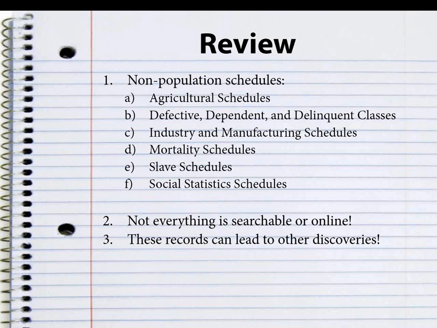The two things that I want you to take away from this class is that not everything is searchable and it's not all online. You have to make sure that you're looking at those local repositories to find what you're looking for, because these are so fabulous. There's great information about your ancestor or your ancestor's neighbors and friends. The other thing too is if you find them on one of these schedules, then you can look for other discoveries. There's other records to find in addition to what you're looking at.